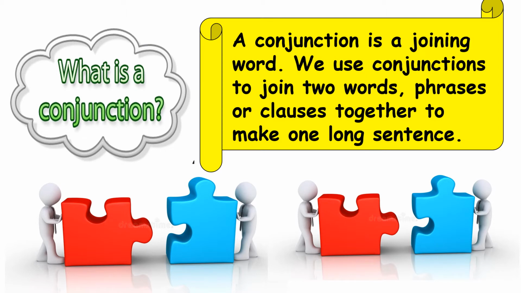A conjunction is a joining word. We use conjunctions to join two words, phrases or clauses together to make one long sentence. Yes, conjunction ऐसा word है जो एक sentence को जोड़ता है. Yes, these are words that are used to join a sentence to make one long sentence. Let us move ahead and understand what are the examples of conjunction.